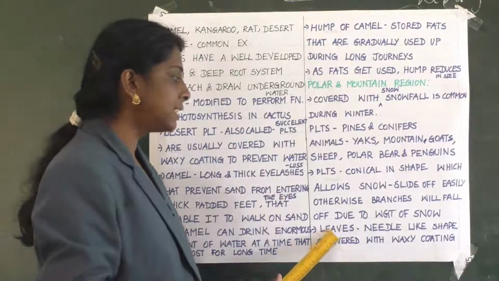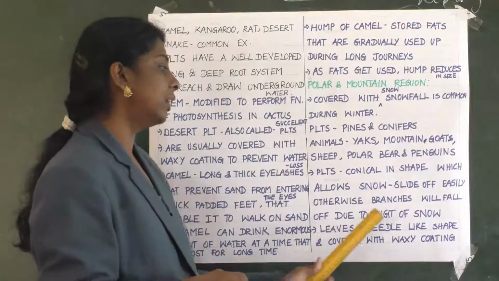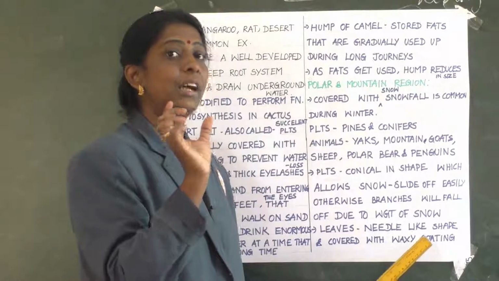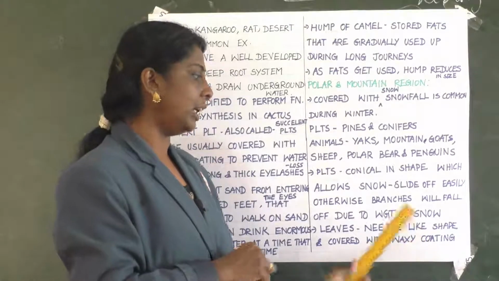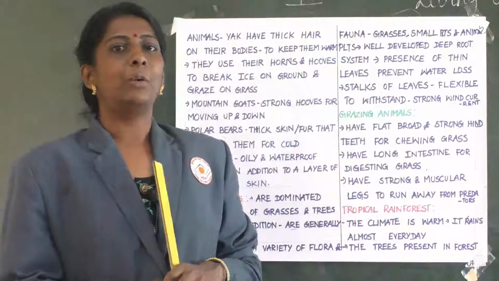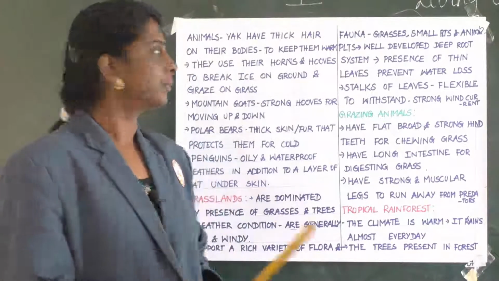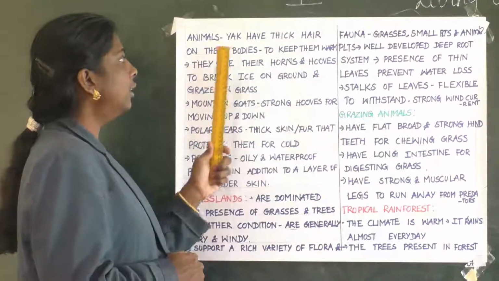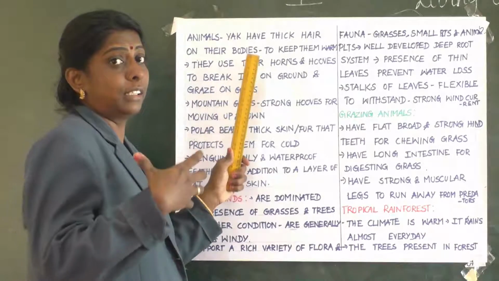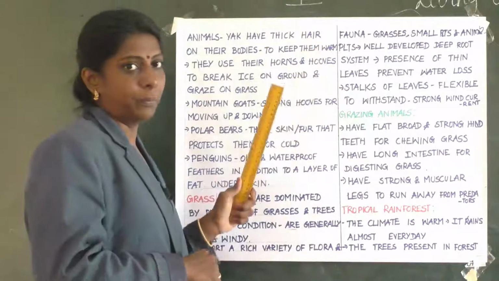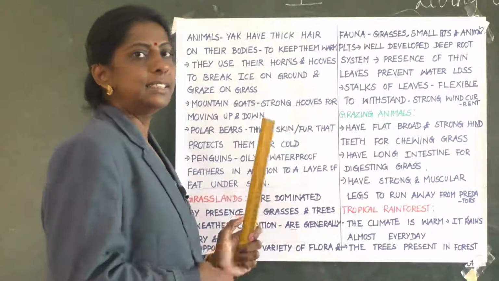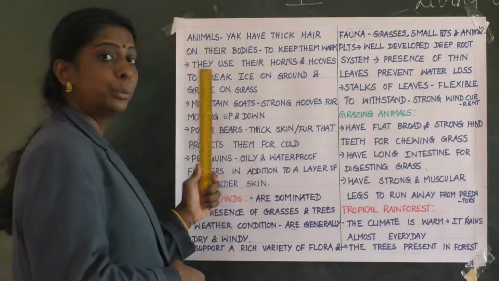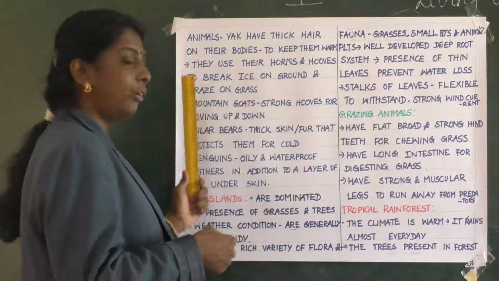Then leaves. How about the leaves? Leaves are needle-like in shape and covered with a waxy coating. Now about animals which are present in polar region. Animals like yak have thick hair on their bodies. The purpose of that thick hair is to keep them warm in this cool climate. Clear? They use their horn and hooves to break ice on the ground and graze on grass.